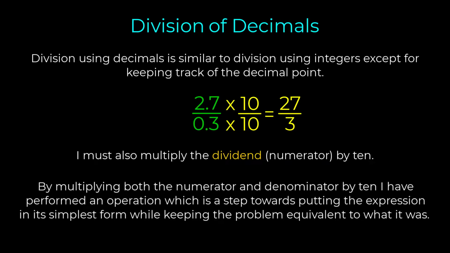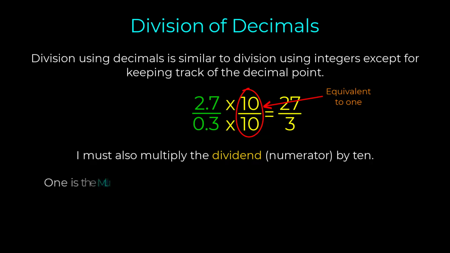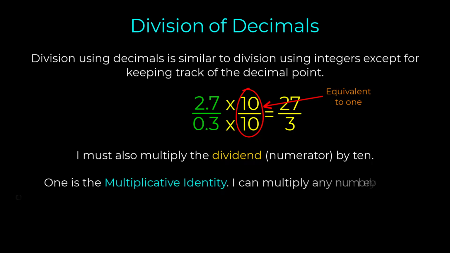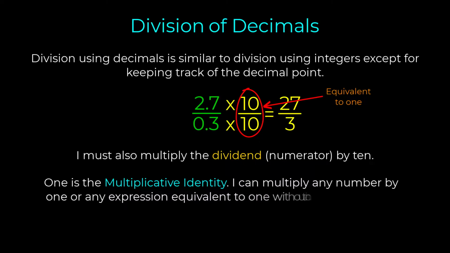In fact, what I have done is multiply the original fraction by 1 as expressed in its equivalent form of 10 over 10. 1 is the multiplicative identity, and so I can multiply any number by 1, or any expression equivalent to 1, without changing the value of the number.